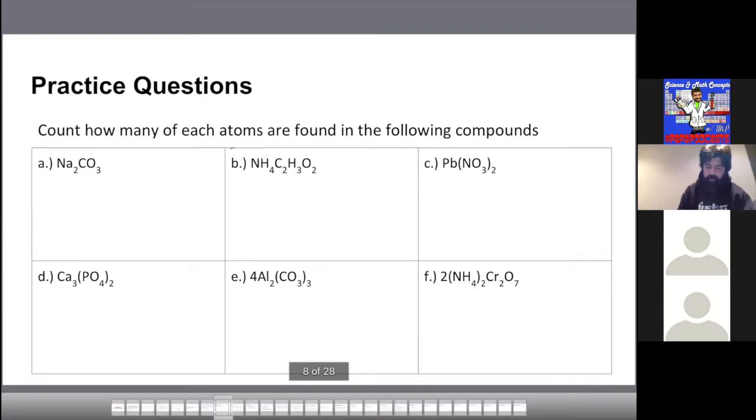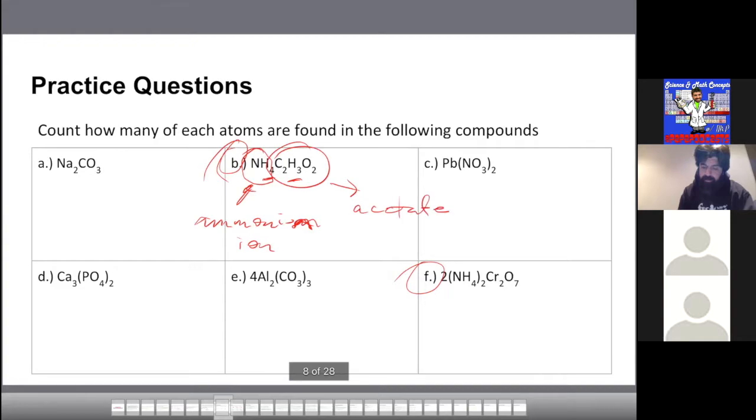The ones that I want to cover are this one and this one. There's a reason why I want to do B: we've got hydrogens written out twice in 2 different spots. Why didn't they collect the 2? If you know your polyatomics, you will know that this part here is the ammonium ion, and this is the acetate ion.